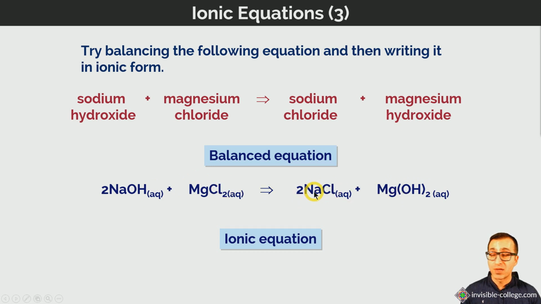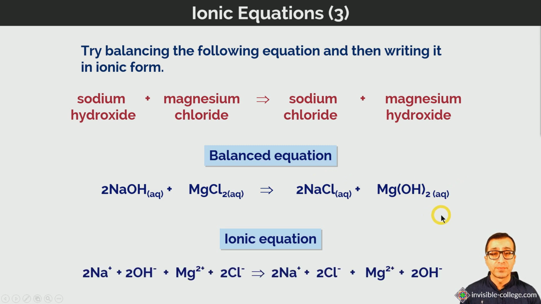Now if we look on the right-hand side of the equation, we're going to get the same numbers of sodium ions and magnesium ions as we had on the left-hand side. But in this case, we also have 2 chloride ions and 2 hydroxide ions as well. So the ionic equation for this is going to look like this. So as we can see here, we can either write a balanced symbol equation, or if the reactants or products are ionic, we can split them into their component ions like this to form the ionic equation.